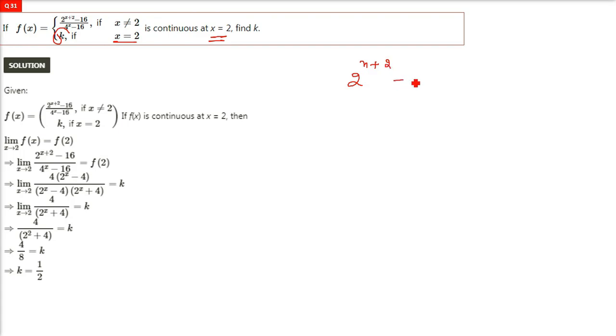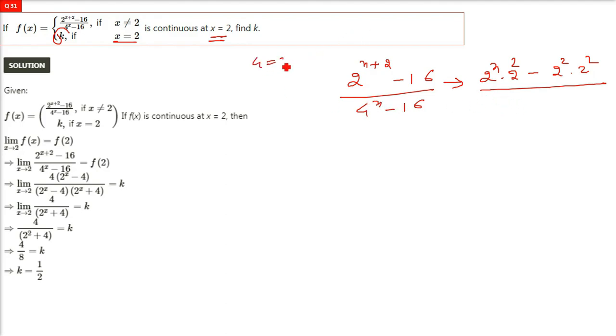So we have (2^(x+2) - 16) divided by (4^x - 16). We will try to simplify it and cancel whichever terms are possible. I'm writing 2^(x+2) as 2^x times 2^2, because the powers get added, and minus 16, which is 2^4. In the denominator, 4^x: 4 is 2 square, so I can write it as (2^2)^x, or (2^x)^2, or 2^(2x).